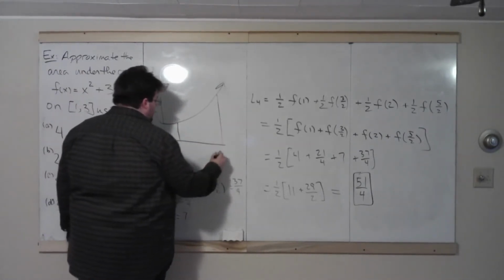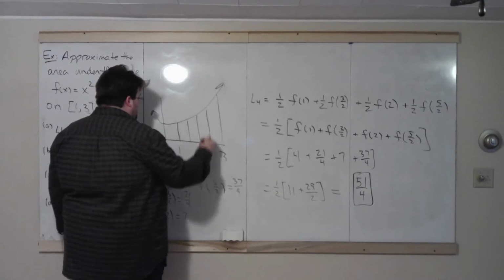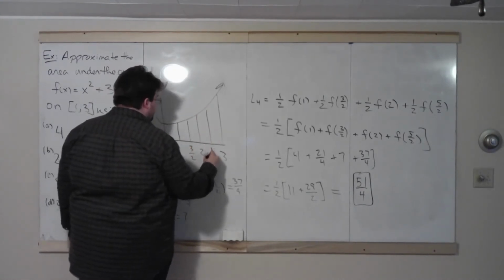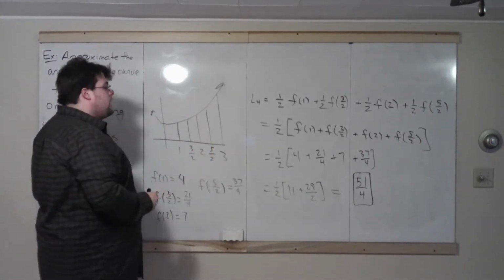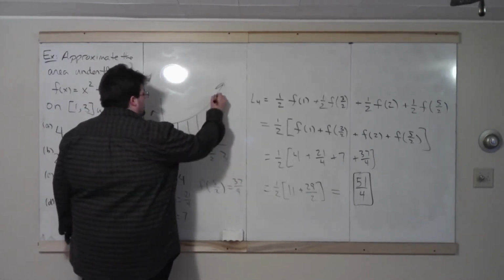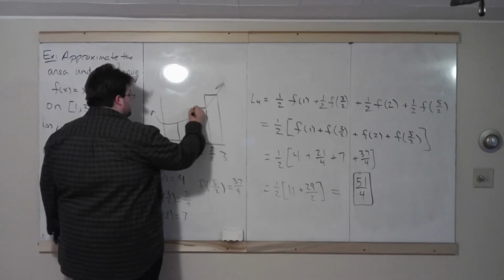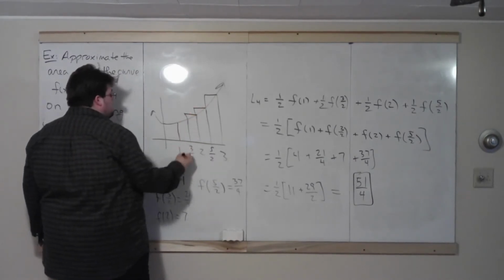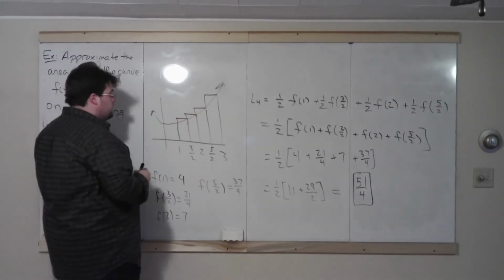So here we have 1 to 3. We're still dividing it into 4 pieces. We have 2, we have 3 halves, we have 5 halves. But what do the right-hand endpoints look like? Well, what rectangles do the right-hand endpoints give us? They give us this one, this one, this one, and that one.